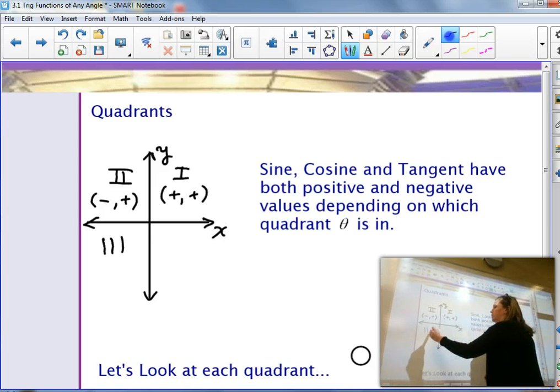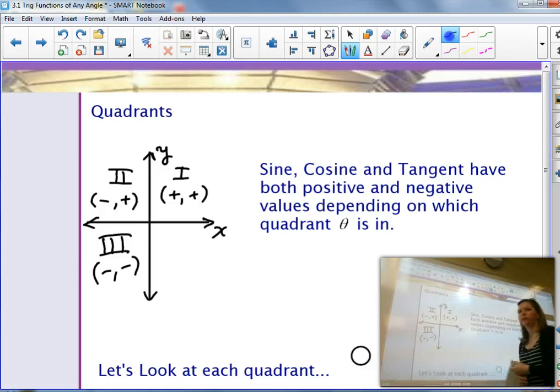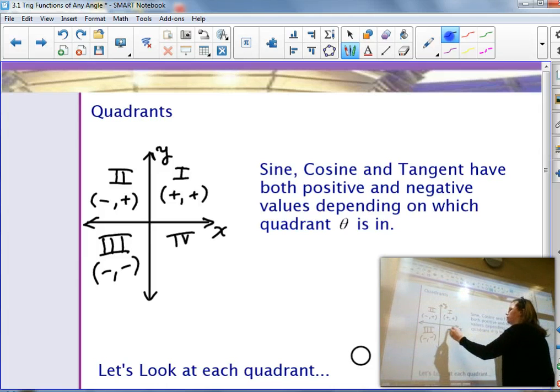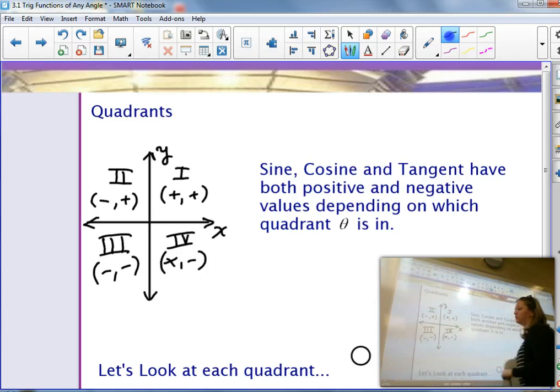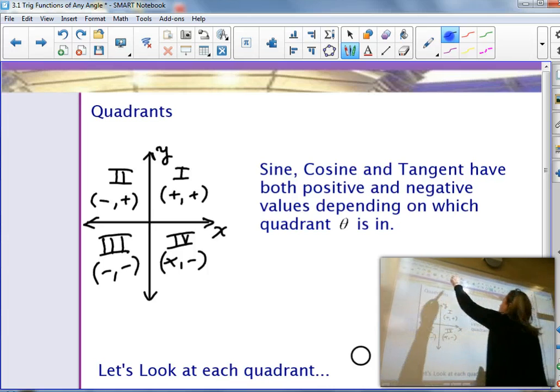And then down here in quadrant 3, they're both negative. X is negative, y is negative. And of course in quadrant 4, that's a plus. Can you tell? Positive, negative.